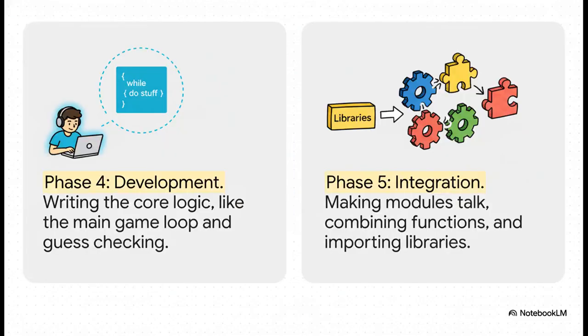So what's the difference between these 2 phases? Well, think of it like this. Phase 4, development, is about writing the core logic by itself. You're building the engine of the car. You're just laser-focused on getting that main while loop running and making sure the if-else logic for checking guesses works based on your flowchart. Then, Phase 5, integration, is about connecting all the other parts. This is where you hook up your different functions, and if you decided to add extra features like a timer or a high score list from a CSV file, this is where you import libraries like time or CSV and make them talk to your main code.